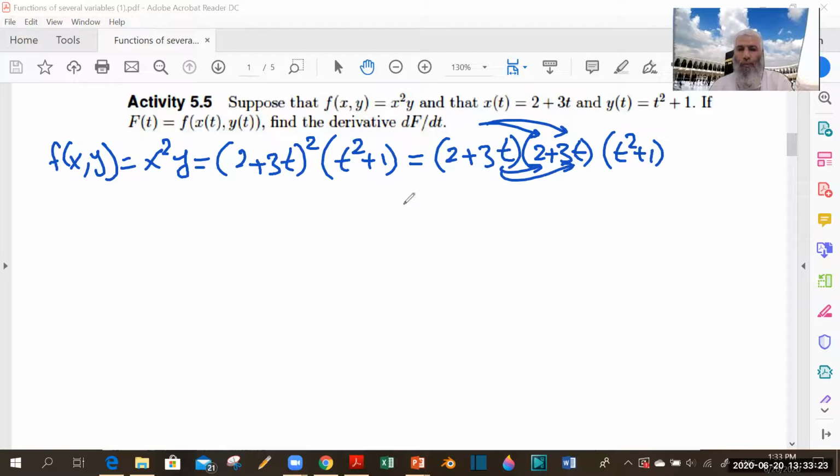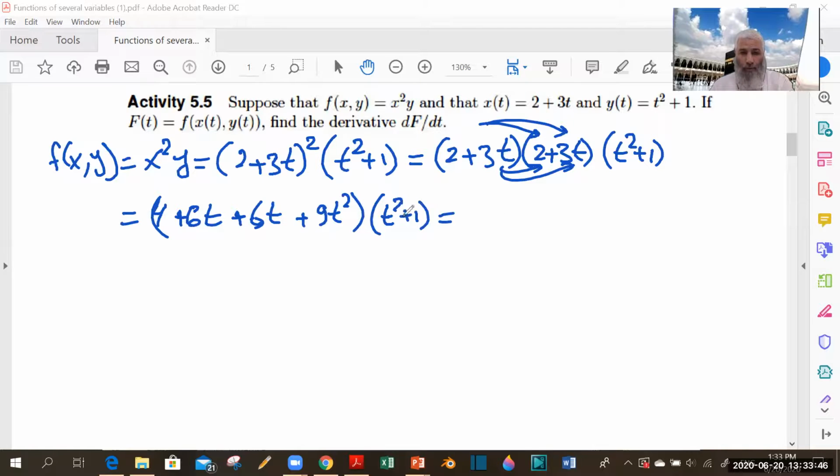So now we'll use FOIL. First, then outer, then inner, then last. 2 times 2 is 4. 2 times 3t is 6t, right? 3t times 2 is 6t again. And 3t times 3t is 9t squared. Multiply by t squared plus 1. So this is 4 plus 12t plus 9t squared, multiplied by t squared plus 1.